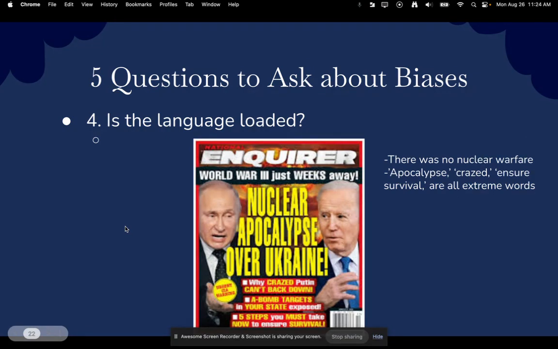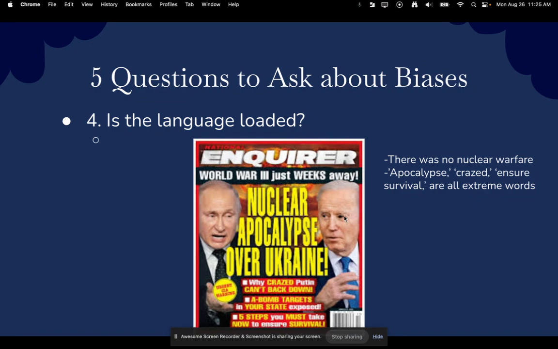Probably one of the best examples of loaded language would be things like gossip magazines. For example, here's one from the National Enquirer, which is kind of an interesting gossipy magazine, but it says nuclear apocalypse over Ukraine. So this is super loaded language. It also goes on to say things like, why crazed Putin, we can't back down, A bomb targets in your state exposed.